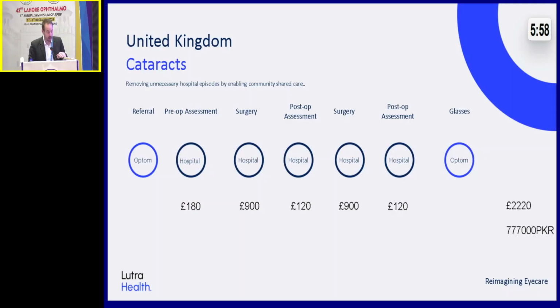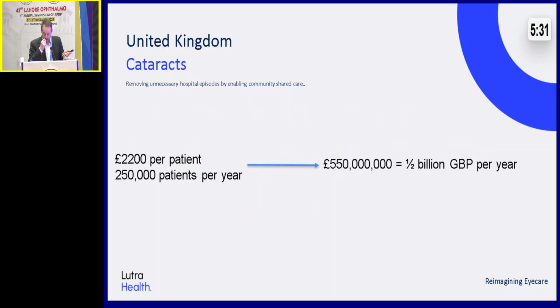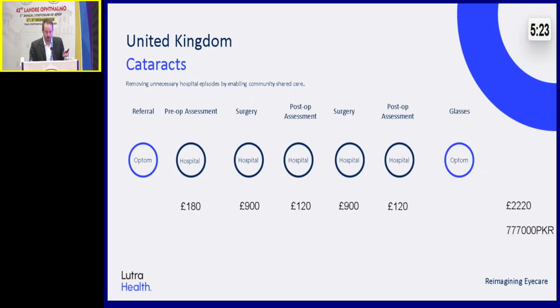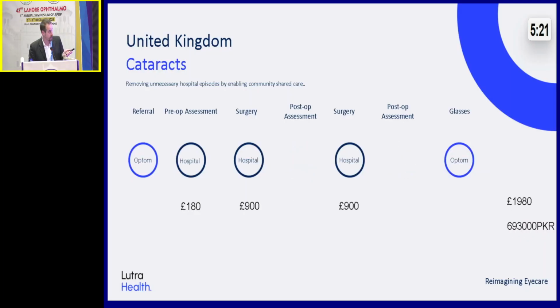Each of those steps costs money. There's £180 for a first appointment, £220 for a follow-up, and then £900 for the surgery. The government pays for this. This is all government cataracts. So for each person having bilateral cataract surgery, it's about £2,200, or lots of Pakistani rupees. If you add all that up, it's £500 million a year spent on cataract surgery.